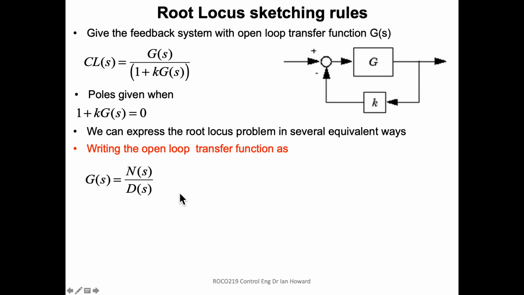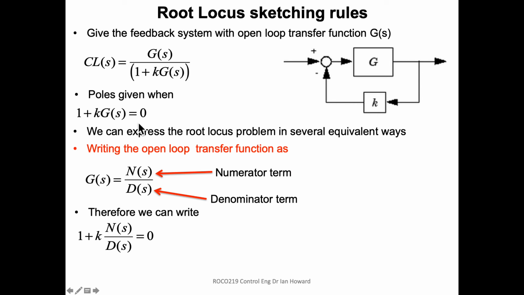Let's split this term up now for the G(s), because G(s) is generally going to be a transfer function, so it's going to have a numerator and a denominator, not to be confused by the numerator and the denominator here. We're just talking about G(s). Let's split this up and write when poles occur in terms of this expansion of G(s). So we now say when 1 plus K N(s) divided by D(s) equals 0, then we get a pole. And we can rewrite this. We can multiply both sides by D(s), because we can do it if we like. It's an equation. Then we see that D(s) plus K N(s) equals 0.